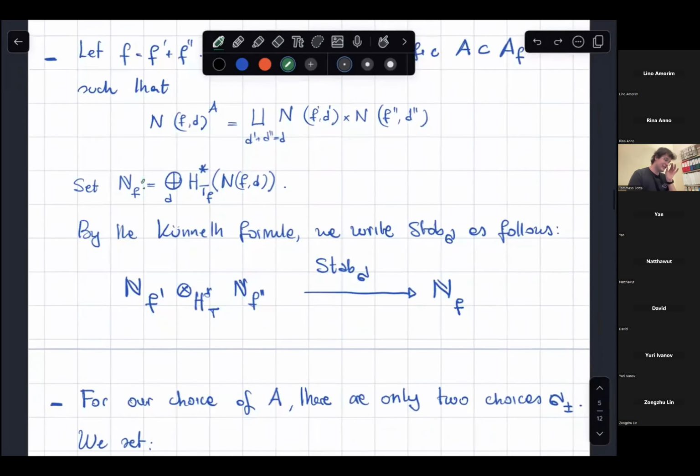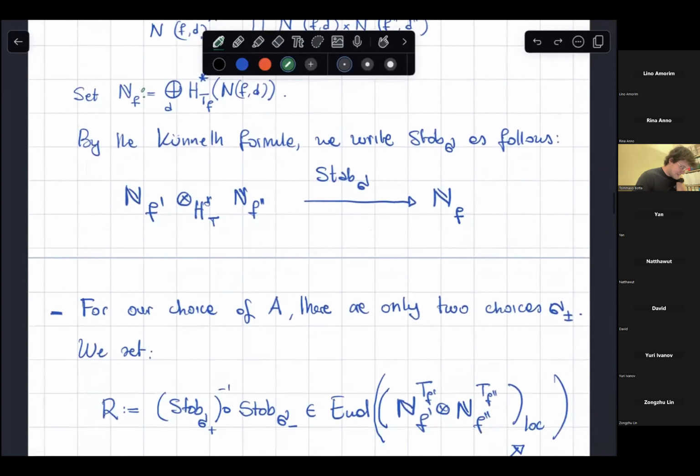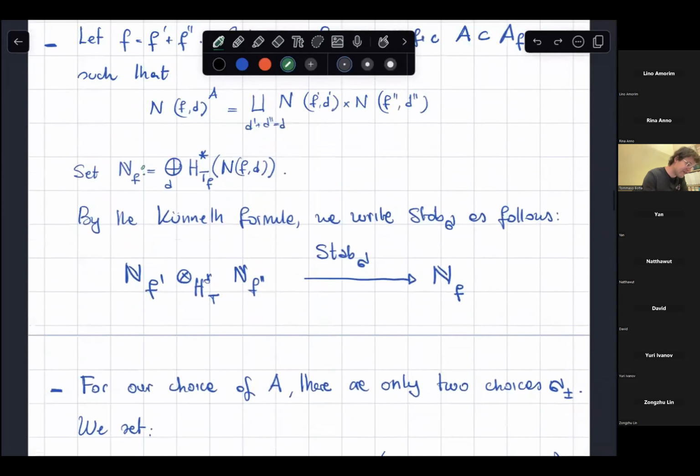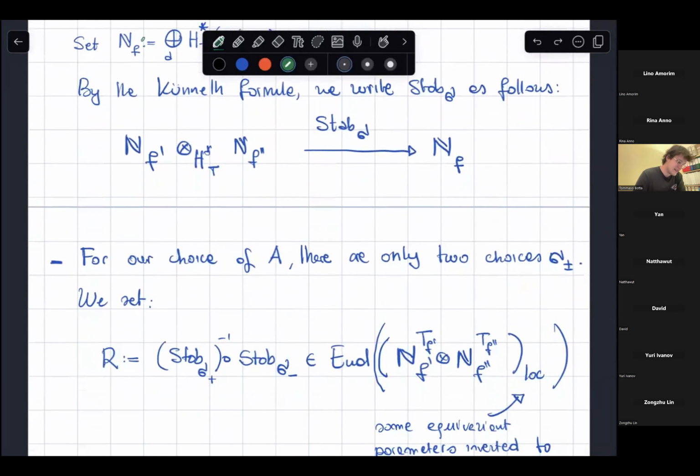But first things first, for this choice of A, so for the choice of A realizing the A-fixed locus as a union of fiber products of quiver varieties, there are only two possible choices of co-character, sigma plus and sigma minus.